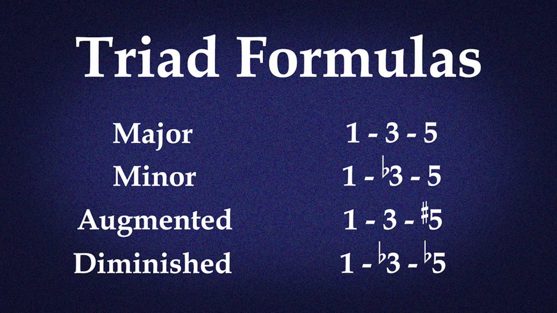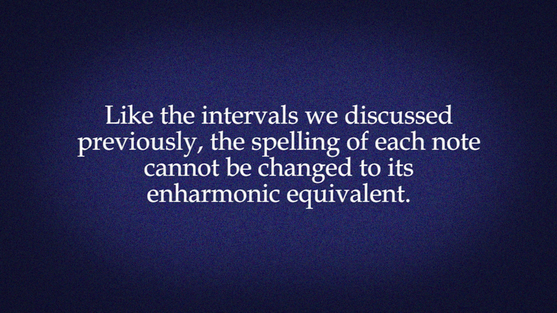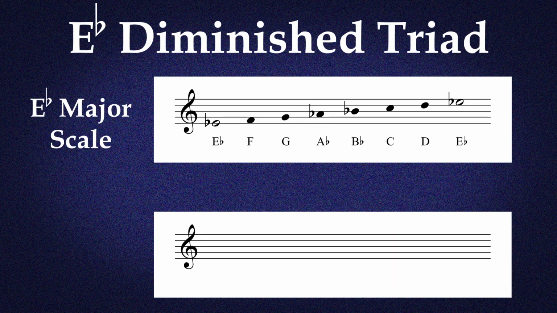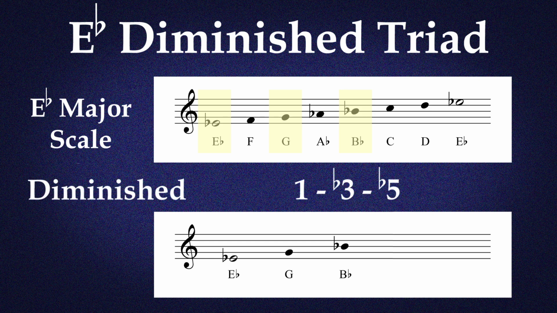It is important to point out, though, that much like the intervals we discussed previously, the spelling of each note cannot be changed to its enharmonic equivalent. For example, if we want to find the notes of an E-flat diminished triad, we would start with the E-flat major scale and use the first, the third, and the fifth notes, E-flat, G, and B-flat. The formula for a diminished triad is 1, flat 3, flat 5. After making the alterations, we would end up with E flat, G flat, and B double flat.